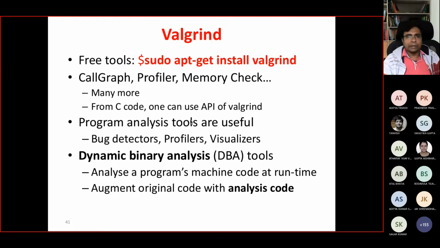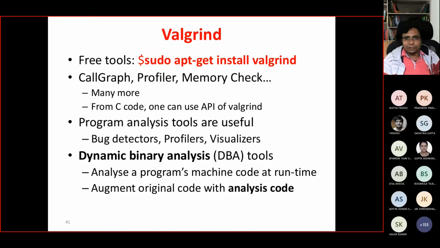And Valgrind is also a free tool. Valgrind has a call graph profiler and a memory check profiler. It also gives you many more things. From C code, one can use the API of Valgrind. So from C code you can use some of the Valgrind API. If you want to test some part of the code and optimize it dynamically, you can do that also.